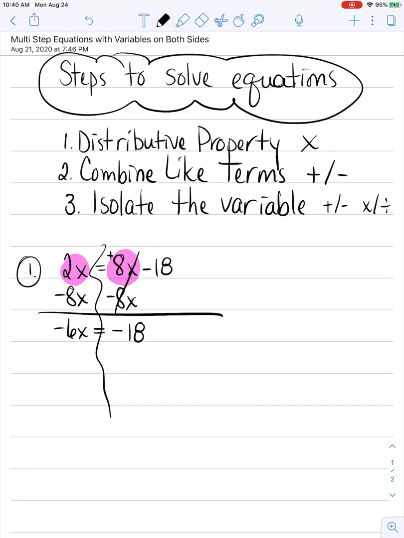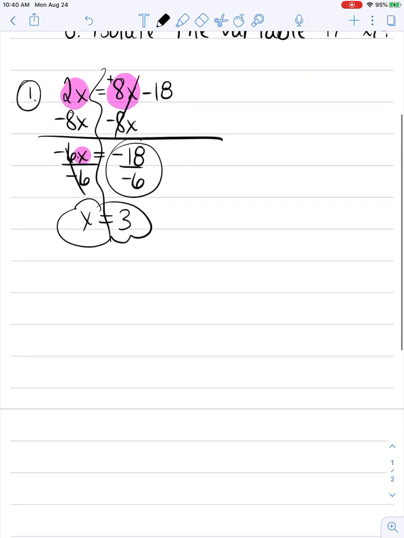Now I have all of my variables on one side. I do still notice that there's a number with the variable, so I still have a little bit of work to do. The opposite of times negative 6 is to divide both sides by negative 6. And when I do that, I get x equals positive 3. So now my variable is isolated and I have my solution, which is 3. So let's take a look at example 2.